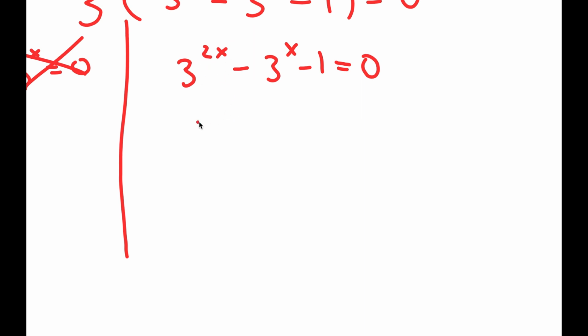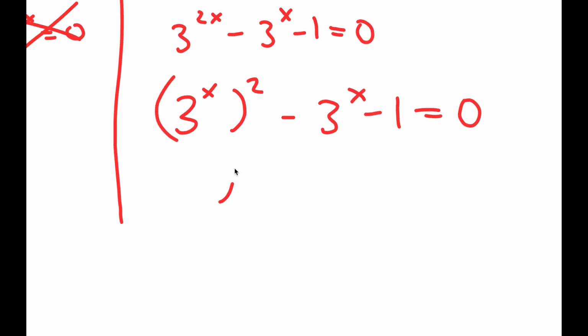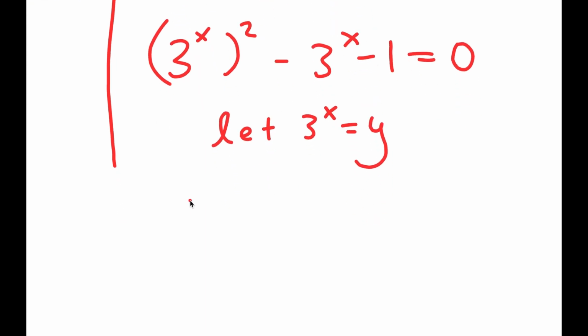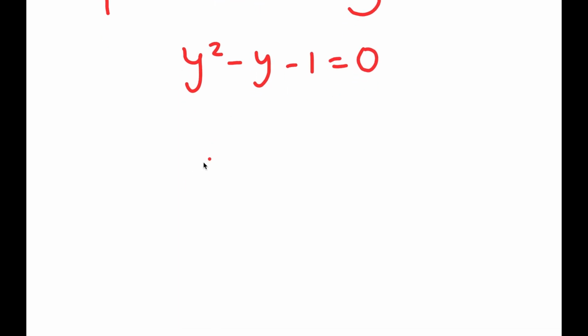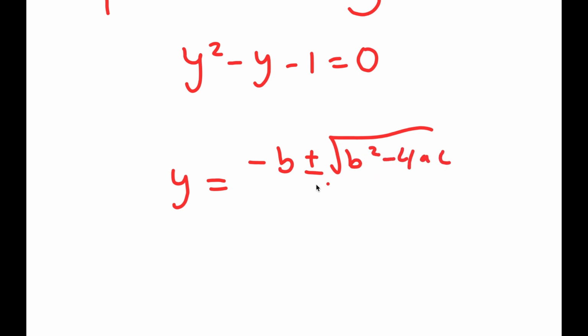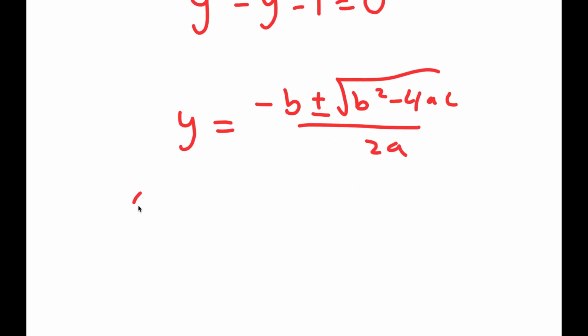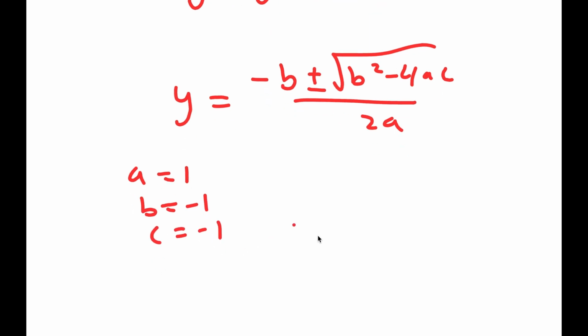I'm going to rewrite 3 to the power of 2x as 3 to the power of x squared, which is the same thing. And now I'm going to let 3 to the power of x equal to the variable y. So I get y squared minus y minus 1 is equal to 0. And now I can use the quadratic formula to solve this, which is negative b plus or minus the square root of b squared minus 4ac all over 2a. So in this case, a is 1, b is negative 1, and c is negative 1.